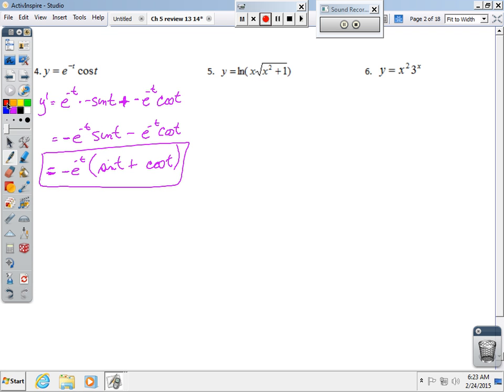I'm going to switch colors here. I'm not liking this. Alright, this is a u prime over u.